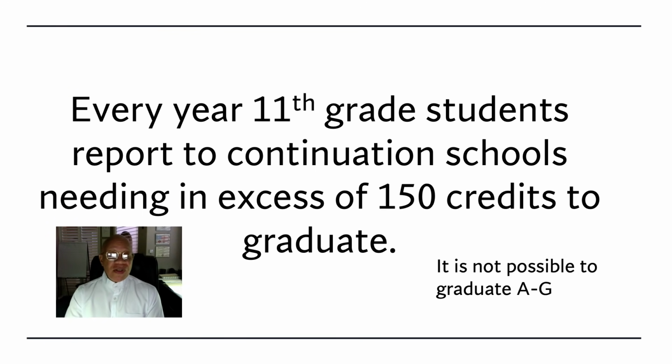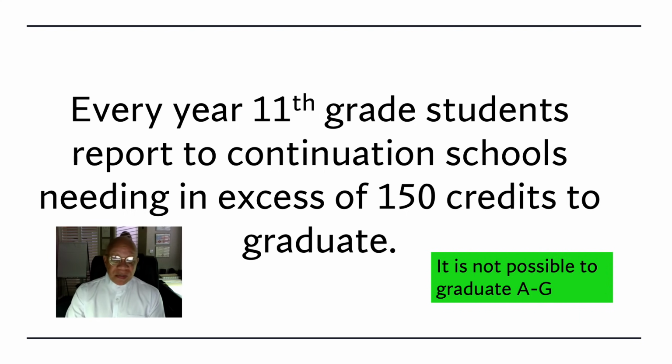But eventually it gets to the point that there's not enough time, as long as somebody's watching. So every year I have 11th grade students that report to continuation schools needing in excess of 150 credits to graduate. They should have been at our school a long time ago. Somebody should have been watching out for that student. Here's the thing. You have that many, it's not possible for you to do credit recovery and be an A through G graduate. You're done. So without monitoring properly for that kid, their opportunities are gone.